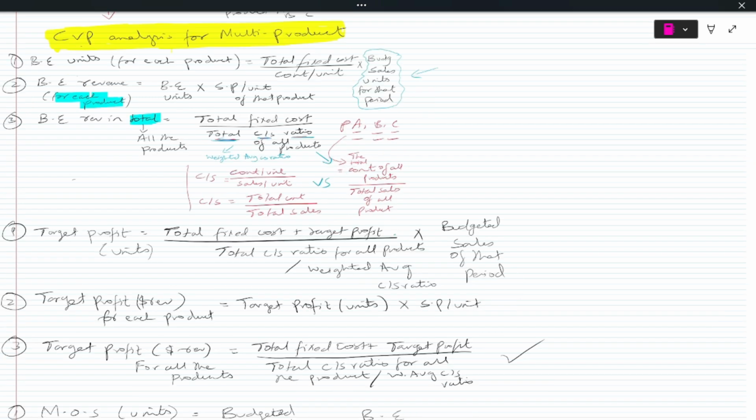Now in the next video, we'll be discussing the multi-product graphs, the multi-product charts for break-even, for contribution, for profit volume, just like we discussed for the single product. Obviously, you could have the graphs for multi-product as well. So we're going to be discussing those in the next video, right? But for today, this is it.